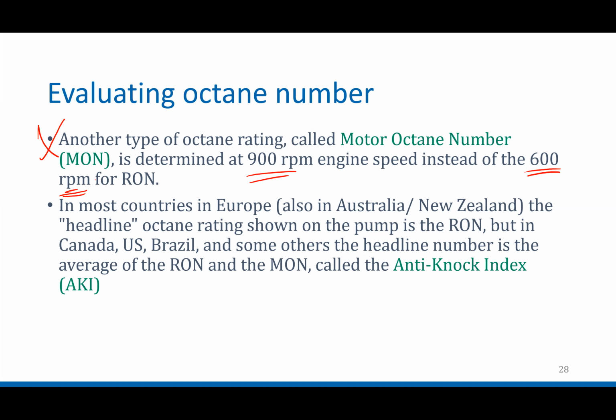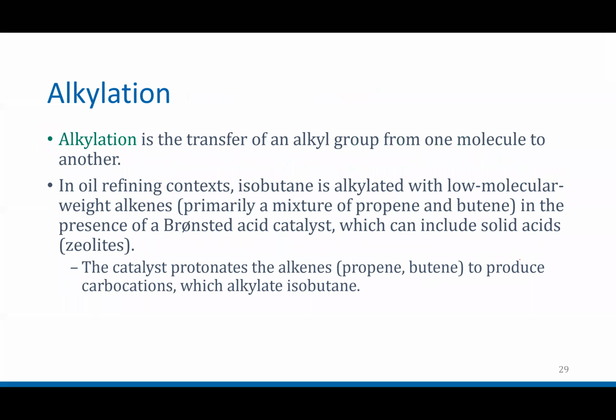So in most countries in Europe, Australia, New Zealand, they use the RON, and they probably use that in the Middle East as well. But I know where I'm from, the USA, they would use something else, even more complicated, but they call it the anti-knock index, the AKI. So what does that mean? What is this anti-knock index business?